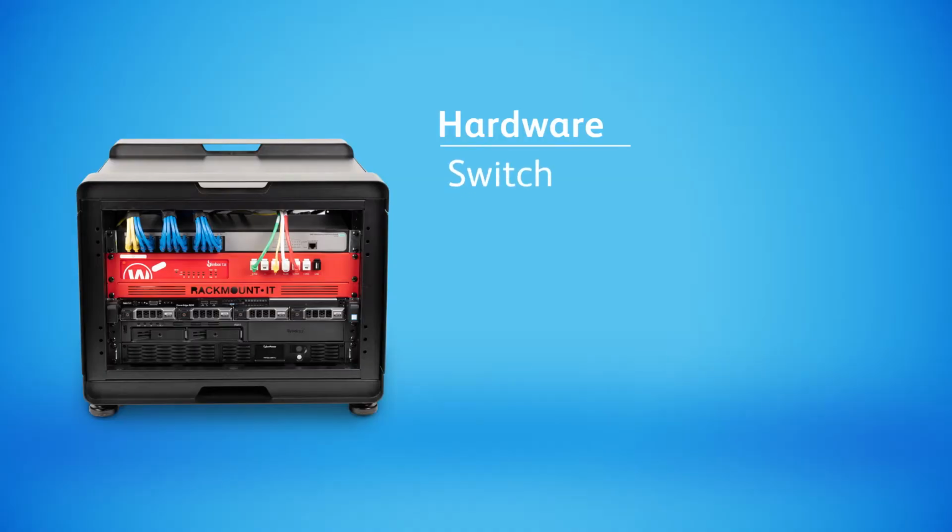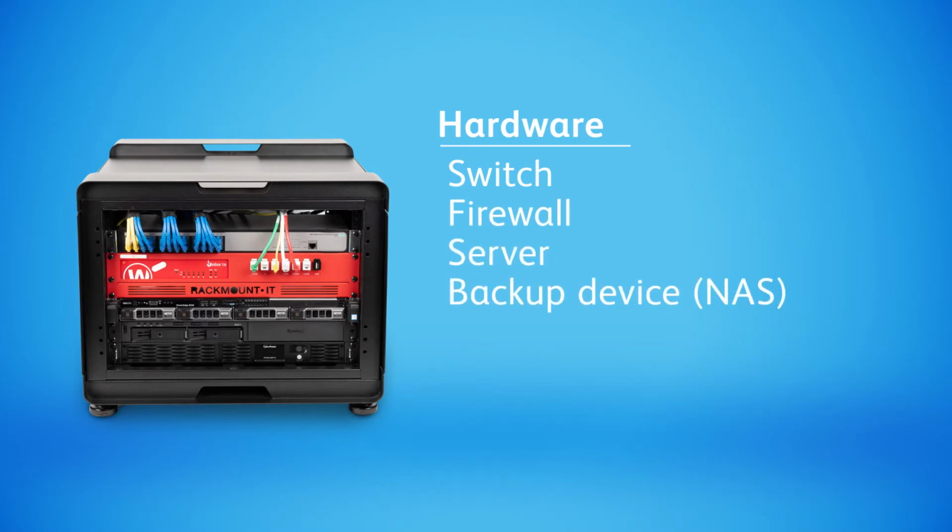The OmniCore and the OmniCore HD both include these type of pieces of physical equipment. So you're going to have your switch, you're going to have your firewall, you're going to have your server, you're going to have a backup device, it's called a NAS. You're also going to have a UPS, which is a battery backup to protect all of the equipment that's in here from surges and brownouts. We're also going to include a wireless access point. Those are the physical items that the OmniCore includes, though.